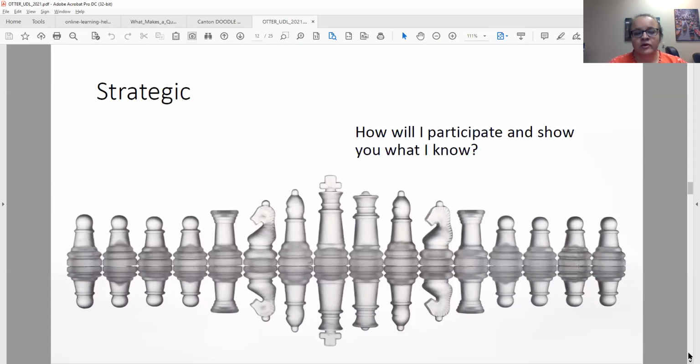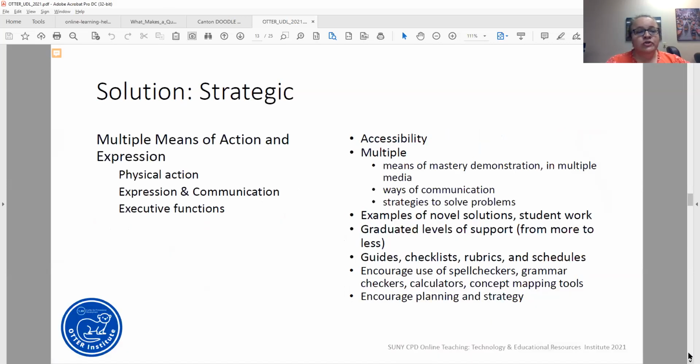Here you are answering a question for your student. How will the student participate? And not only that, but also how will they show you what they know? Now, I know it sounds very simple and straightforward, but hopefully you will see that it's not really that straightforward. One of the core principles that relates to this particular brain network group is providing students with multiple means of action and expression. So how do I act in the course and how do I express my knowledge?